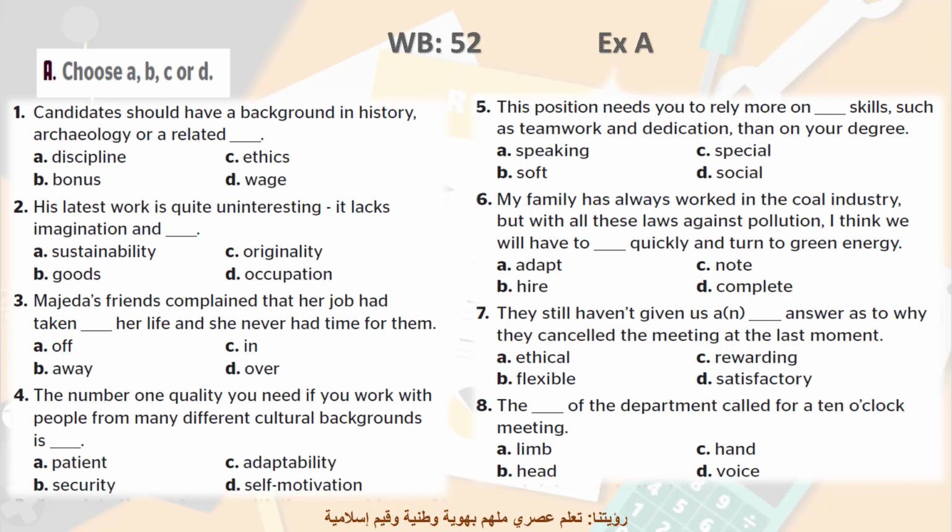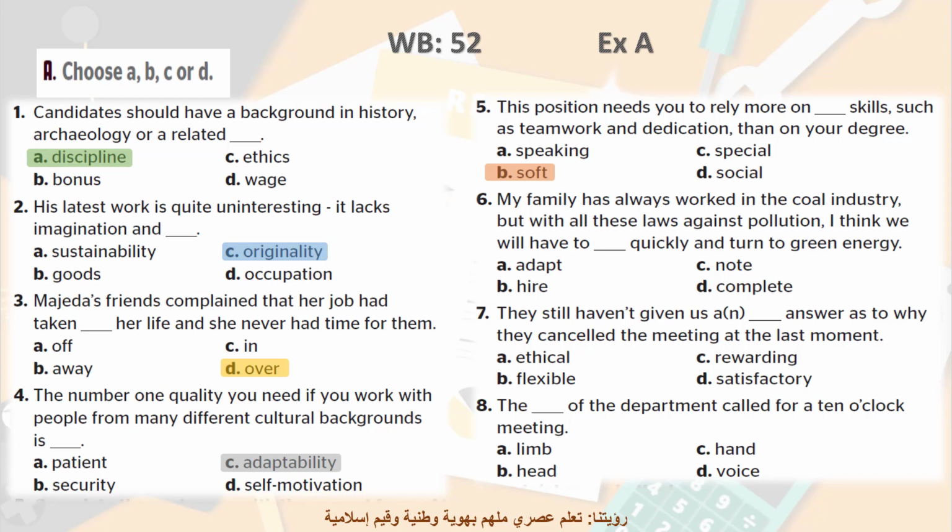Anyways, here are the answers. Number 1, A, discipline, انضباط. Number 2, C, originality. Number 3, D, over, take over or taking over. Number 4, C, adaptability. Number 5, B, soft skills. By soft skills, we mean teamwork and dedication.